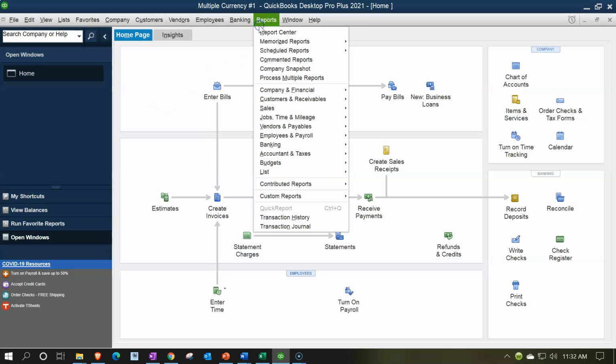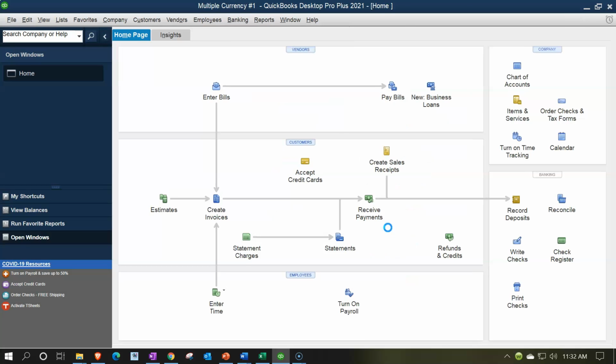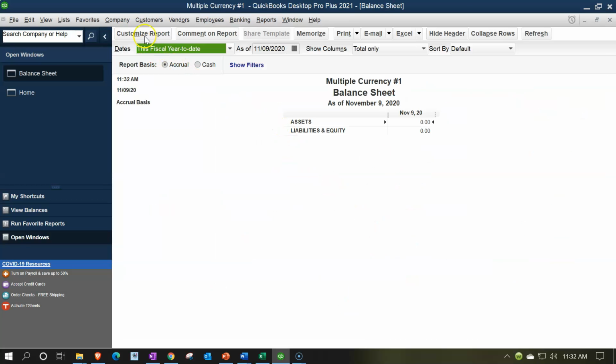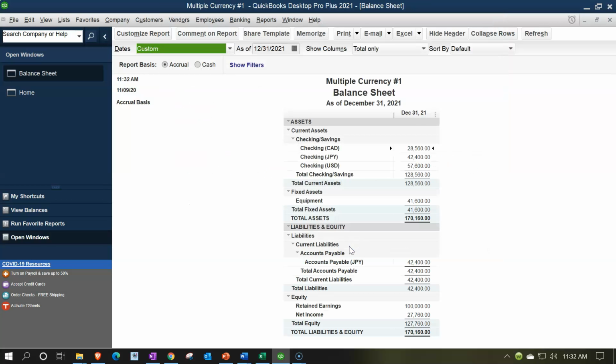We're going to go to the reports dropdown, company and financial. We're going to go on down to the balance sheet standard. Balance sheet standard, recapping the scenario by going to the customized reports up top, 01/01/21 to 12/31/21, and OK. Then we have the scenario.